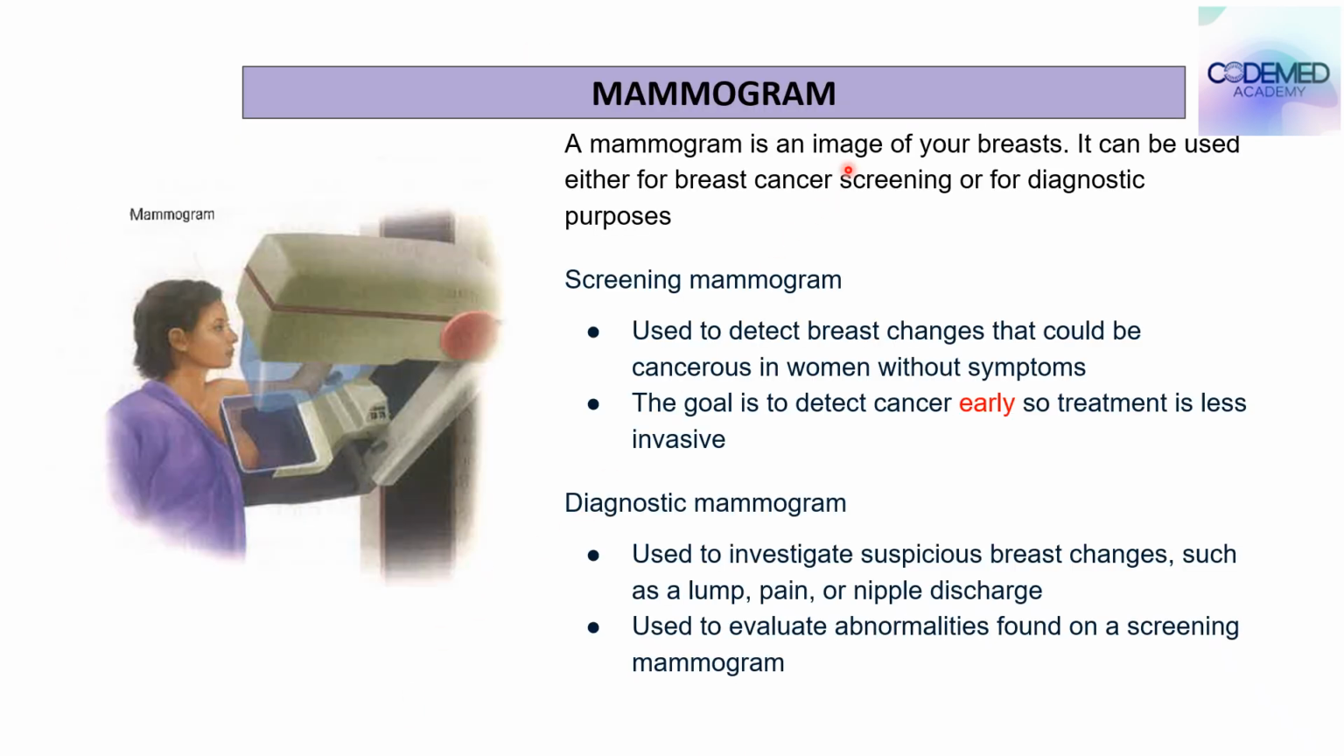So let us look at what a mammogram means. It is nothing but an image of your breast. It can be used either for breast cancer screening or for diagnostic purposes. Now let us understand the basic difference between the screening mammogram and the diagnostic. Screening is used to detect breast changes that could be cancerous in a woman without symptoms. The goal is to detect the cancer early so the treatment is less invasive. And the diagnostic mammogram is used to investigate suspicious breast changes such as lump, pain or nipple discharge, and to evaluate abnormalities found on screening mammogram.